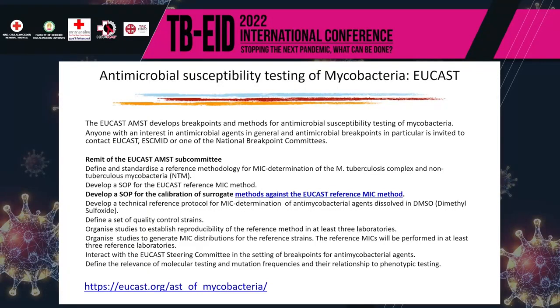Broth microdilution is also the method that EUCAST is proposing as a standard reference method to perform MIC for any new drug. The protocol is published on the website of EUCAST. It is not a protocol that is recommended for routine use, but is a protocol that should become a technical reference for MIC determination of antimycobacterial agents and be adopted for producing data for evaluation of the drug, to propose the critical concentration for the drug during the process of evaluation by the regulatory authority.